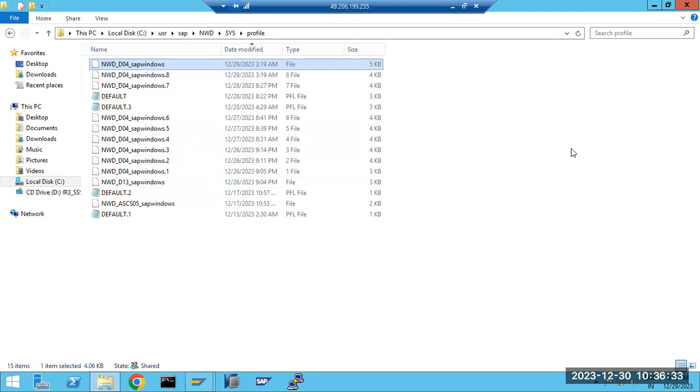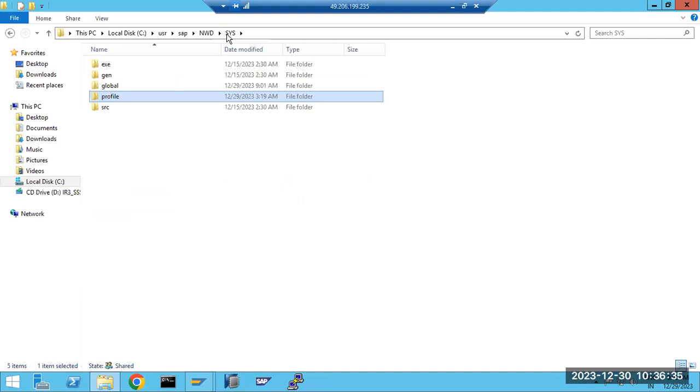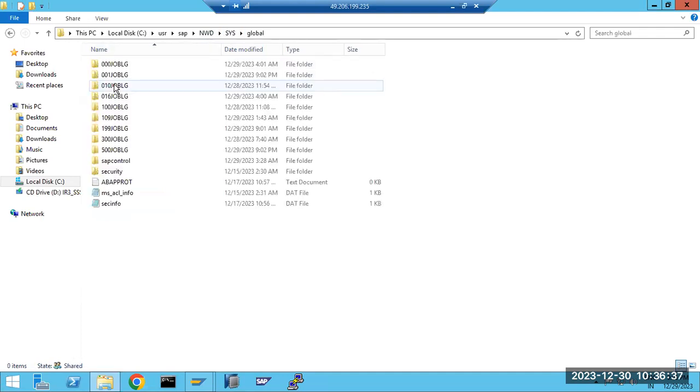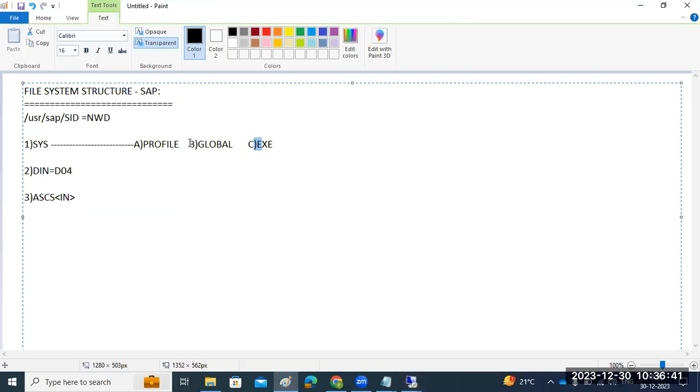Now the next one is the global directory. In the global directory we can see the spool logs, job logs, and some security settings, such as Java ACL security settings. You will set the security settings in the global directory.